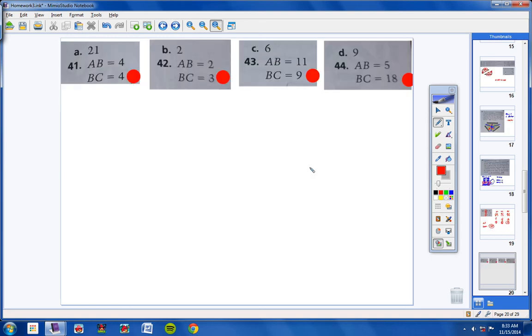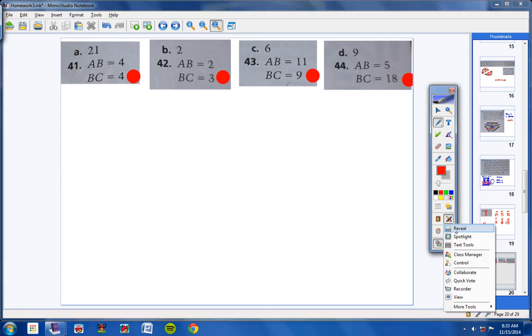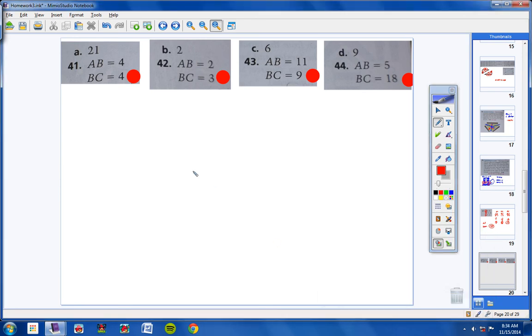Numbers 41 through 44. Now, students, on 41 to 44, you're going to match a possible length, like 21, with the proper side of a triangle. Now, listen, more than one answer works for different numbers. However, they only want you to use one answer, so you have to use the process of elimination. Okay, let me show you what I mean, okay?